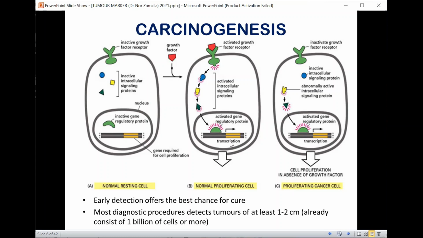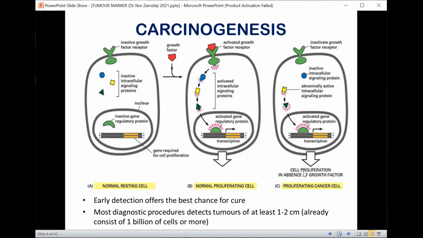proliferation of the cell. But in a cancer cell, even though there is no activation of the growth factor receptor, there is abnormally active intracellular signaling protein. So it suddenly comes on, even without the activation of the growth factor receptor. Because of this abnormally active intracellular signaling protein, this will activate the regulatory gene protein, and therefore this will cause the uncontrolled proliferation of the cell that leads to cancer.